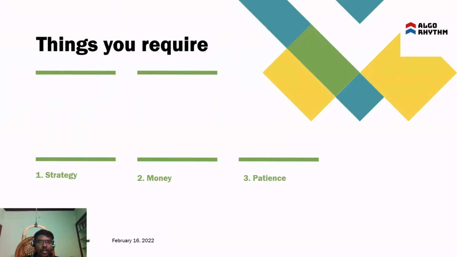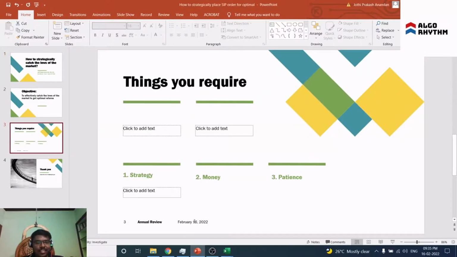First, you need the strategy that I will be giving you right now. Second, you need money. That is one thing you have to earn from your end. Third one is patience. That one you have to grow from your end. So let's jump right in.